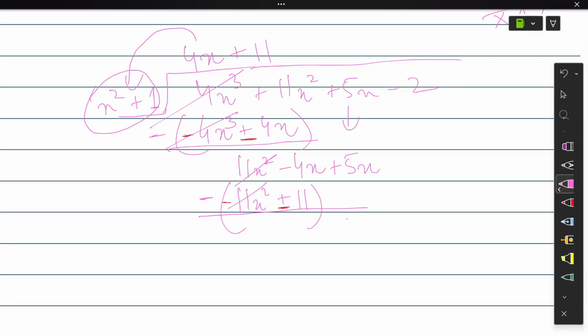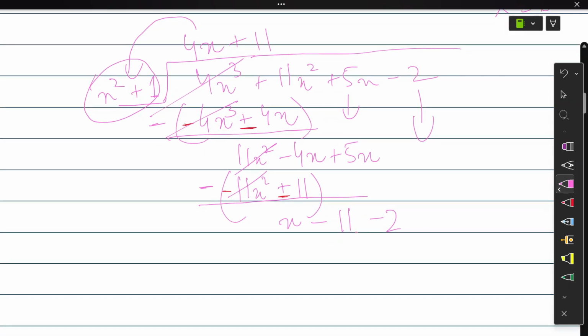Minus 4x plus 5x can be written as x, and this cannot be simplified, so x minus 11. Huh, can I change something? Okay, no, this is good enough, I think. Right? X minus 11. So now bring down the next value. Next value is minus 2.